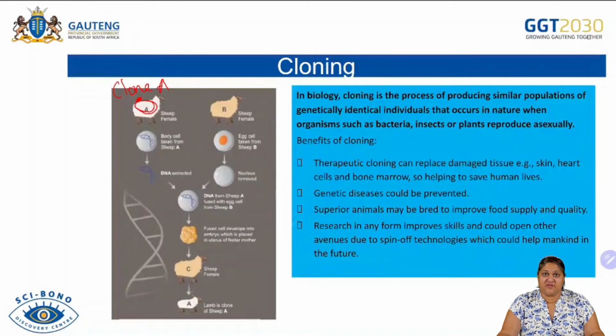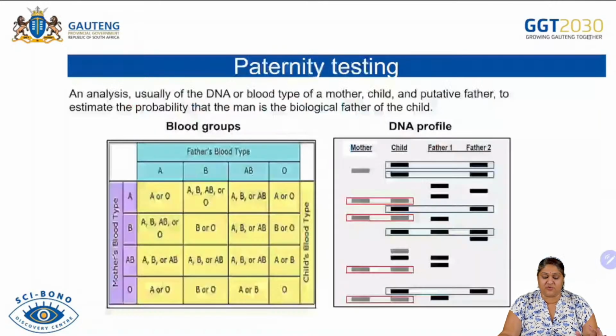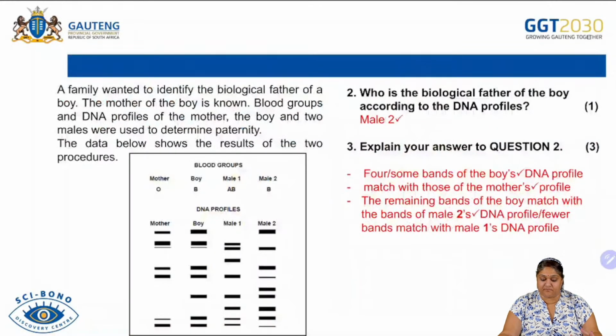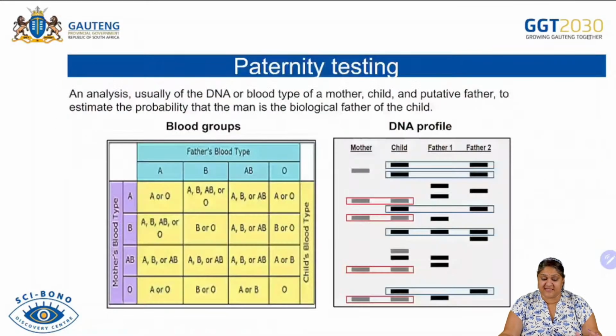Now quickly, the last 2 things we're going to do, the paternity testing. When it comes to paternity testing, they're using the DNA plus the blood groups to estimate the probability that the man is the biological father of the child. They need to use the blood groups plus the DNA profile in order to do this. We did this a lot in term 1, but we're just going to do a quick example to show you how they can ask you this for this type of section that we are dealing with now.